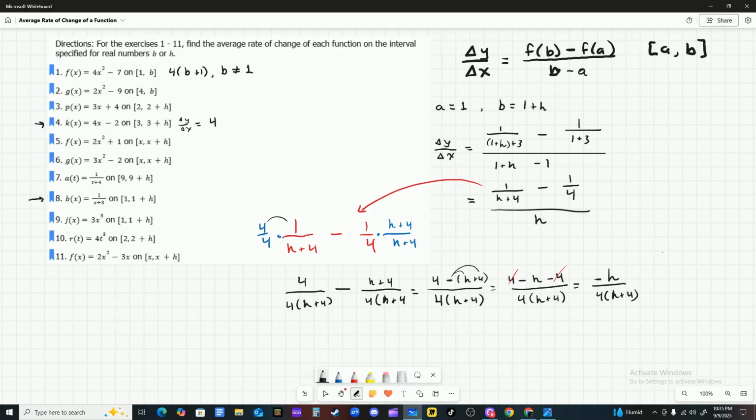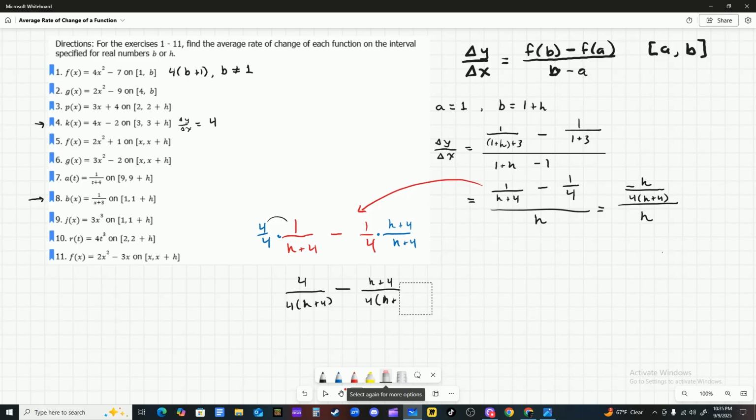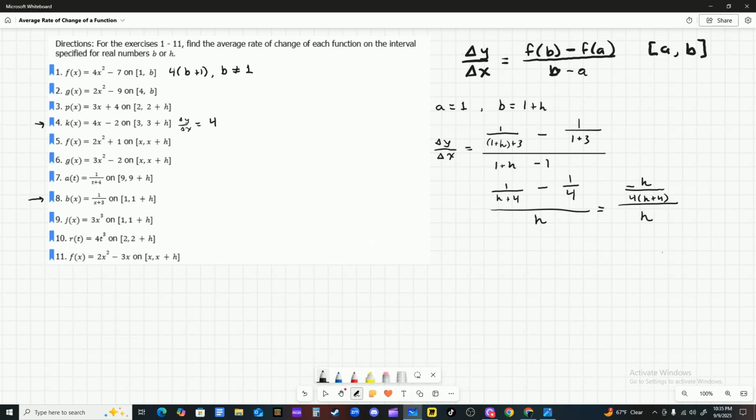Okay, so let's keep going. This is equal to negative h over 4 times h plus 4, right, divided by h. So now I'm going to delete this bottom one so I can have room. Feel free to rewind or pause the video to see how I simplified the numerator. I'm going to make this equal over here now.